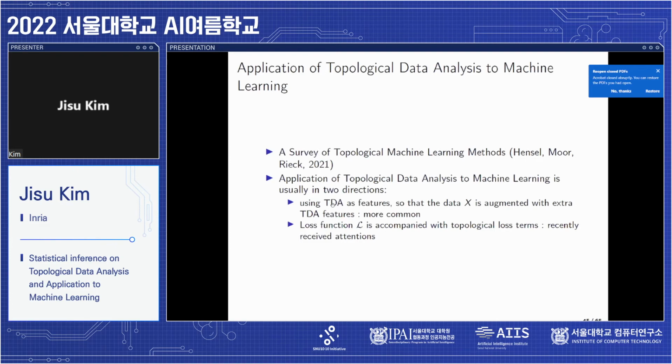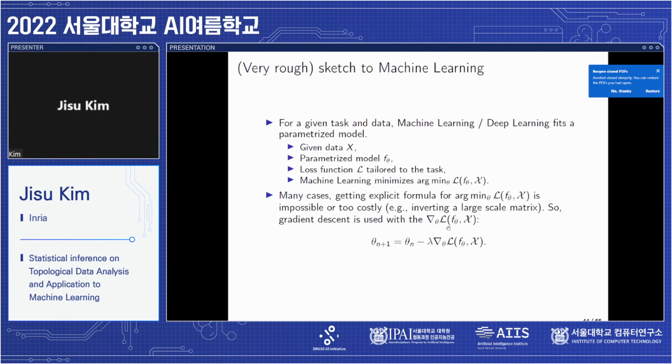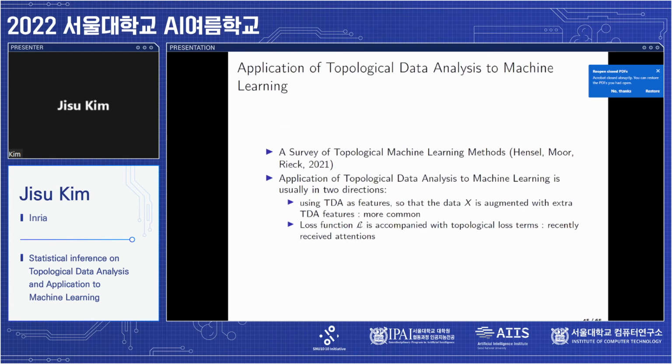One way is using the topological data analysis as additional features to your data. And another direction is the loss function. The loss function that you use when you compute the gradient descent is accompanied with topological loss terms, so that the loss function reflects the topological similarities of your data and your model.